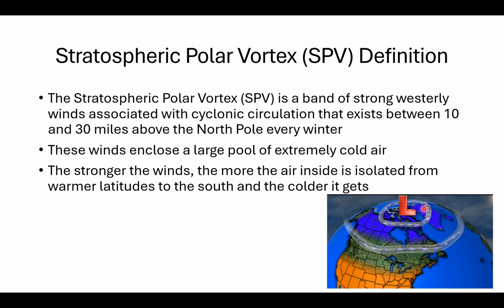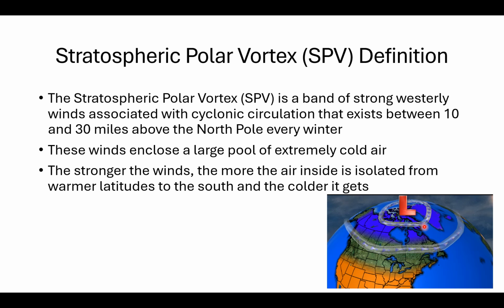And now keep in mind, the stratosphere is the second layer of the atmosphere. So we live here on the Earth's surface in the troposphere, but if we were to go up to the second level of the atmosphere, it'd be called the stratosphere. So this polar vortex in the stratosphere is really, really high up. Again, 10 to 30 miles above the North Pole every winter.